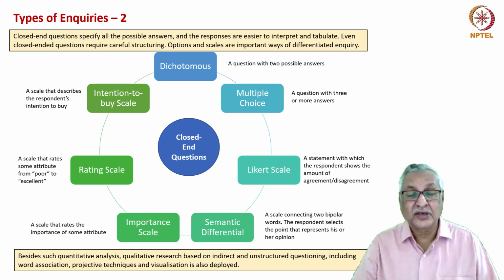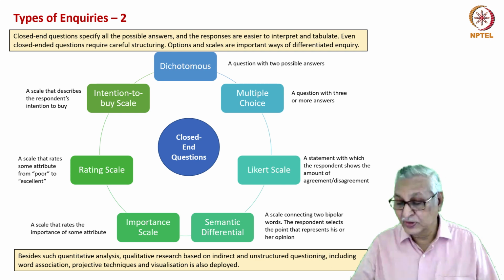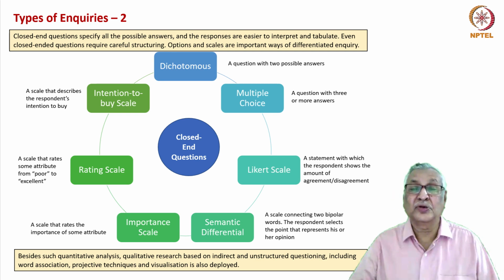Besides such quantitative analysis, qualitative research based on indirect and unstructured questioning, including word association, projective techniques, and visualization, is also deployed. And at the very least, we have some any-other-points kind of questions that are asked. When you go through a food delivery application, there is some kind of minimal survey that happens, plus comments that are solicited in terms of the nature of the food, what else could be done by the delivery company or the restaurant, and so on.